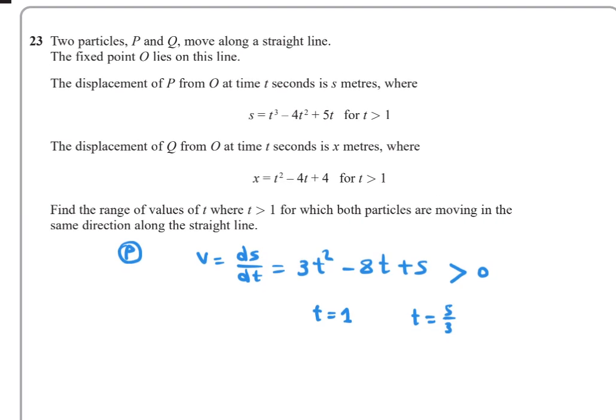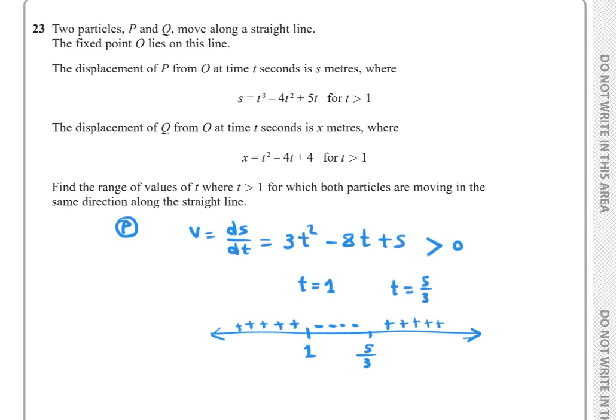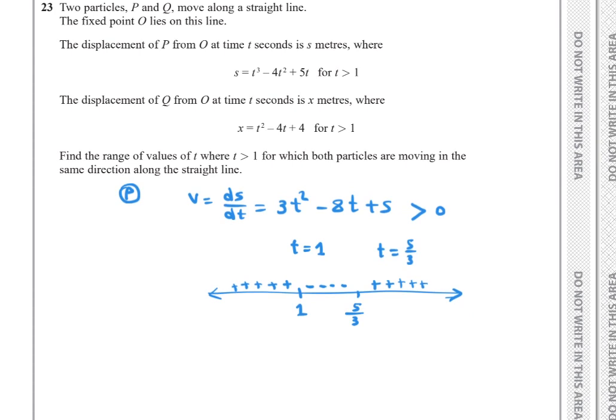Now you can draw a number line to represent the sign of the velocity. Greater than the greater value, so greater than 5 over 3, the velocity will be positive. Less than the smaller will be positive. And between them will be negative. This is for particle P. We can do the same for particle Q.